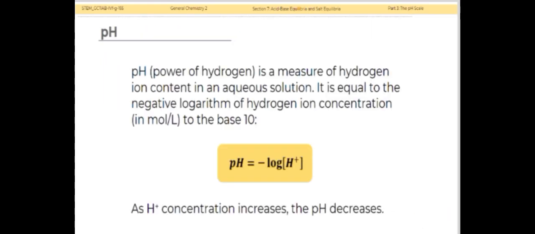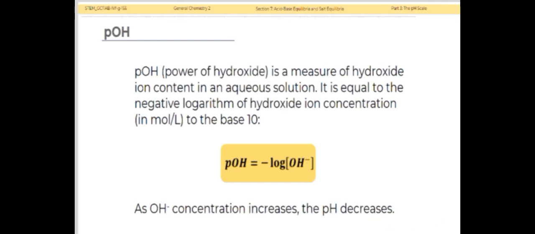pH, or power of hydrogen, is a measure of hydrogen ion content in an aqueous solution. It is equal to the negative logarithm of hydrogen ion concentration in moles per liter to the base 10. As hydrogen ion concentration increases, the pH decreases.